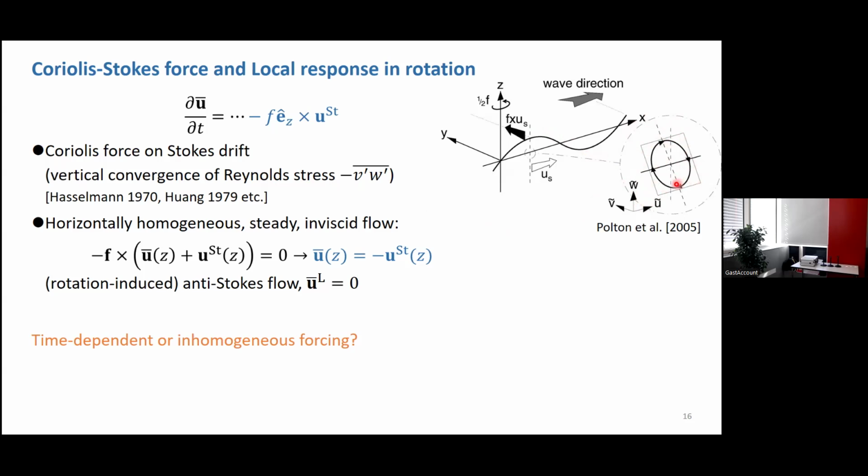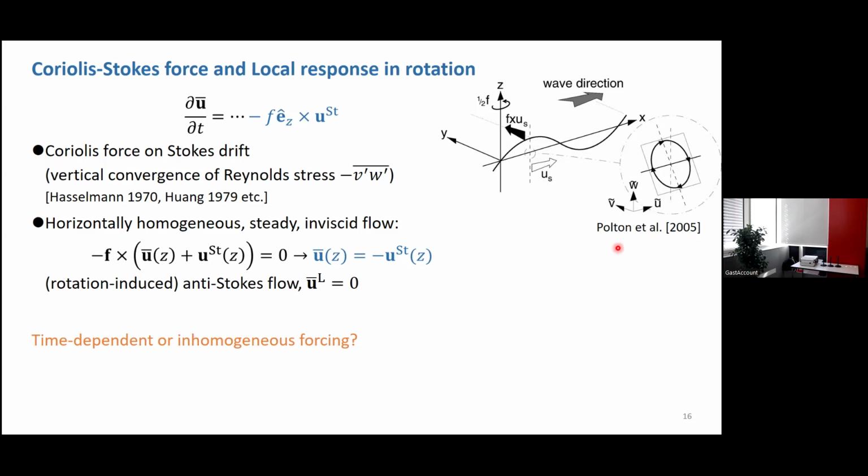In the rotating frame, the surface gravity waves become inertial gravity waves. So the orbital plane becomes slightly tilted towards the lateral direction, which means that there is a correlation between V and W here, and its amplitude decreases with depth. So there's a vertical convergence of the Reynolds stress. That's how the Eulerian transport is derived.